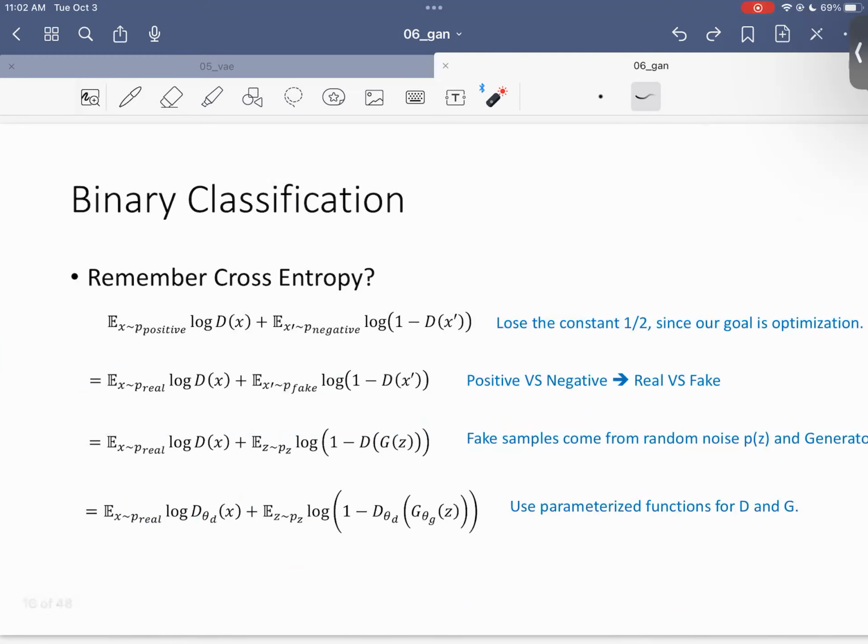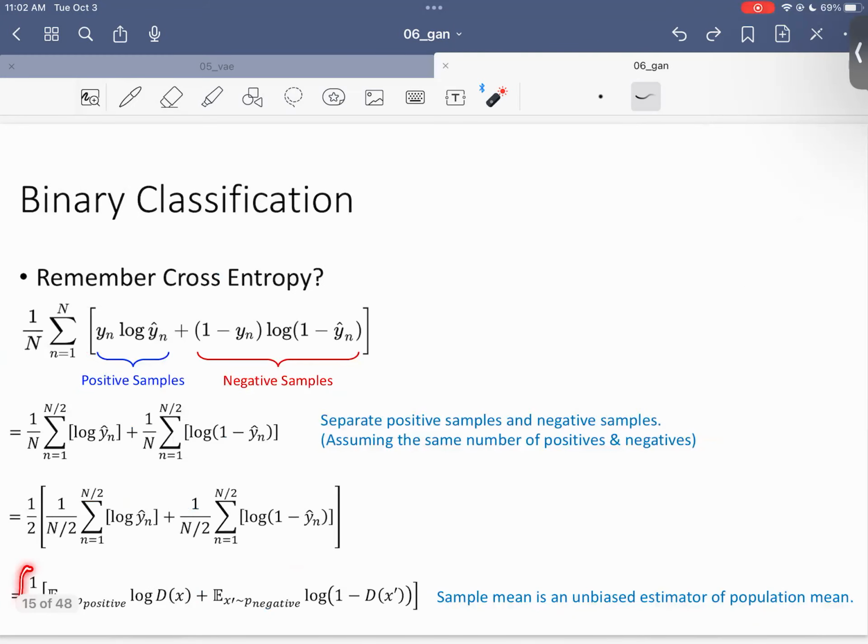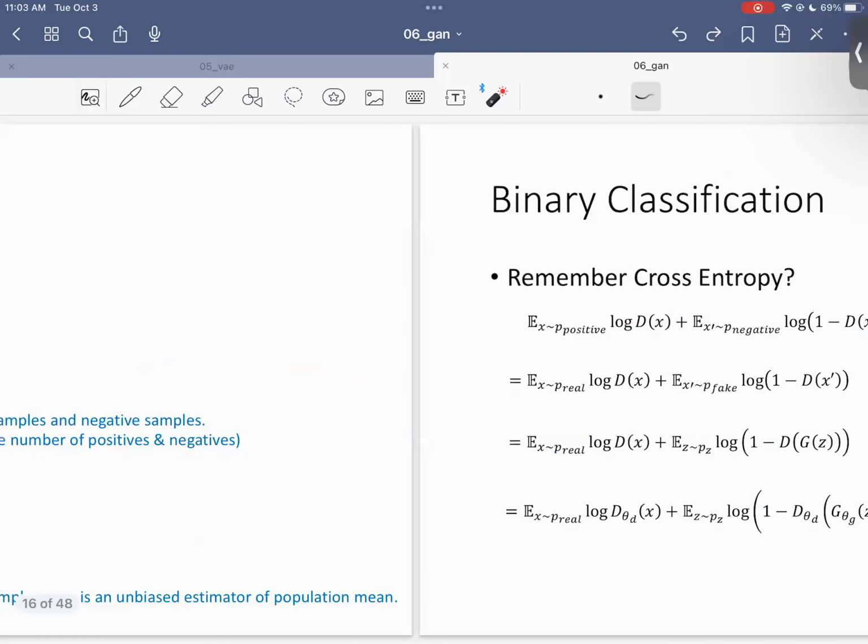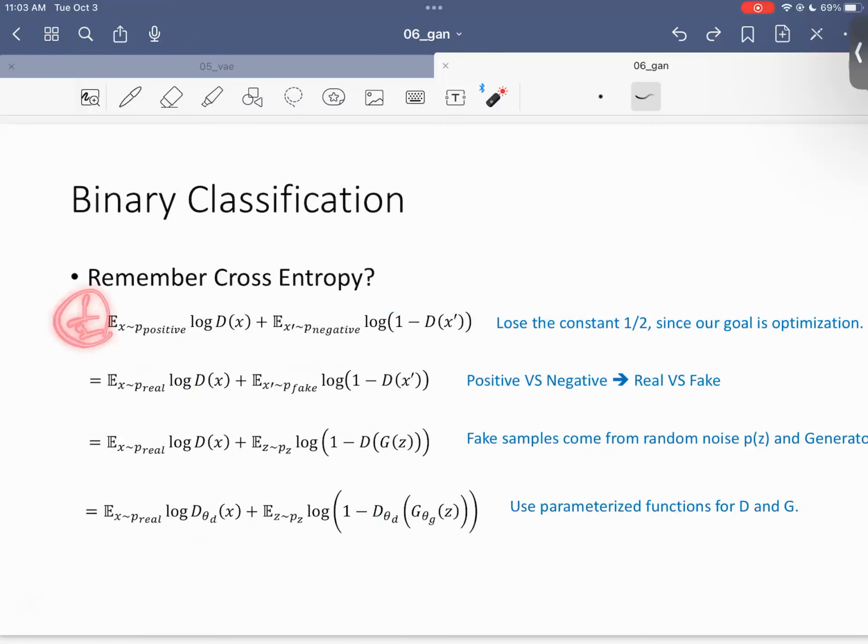So with that, we lose this 1 over 2. This half, because in the end, what we're trying to do with cross entropy is we obviously want to maximize cross entropy, right? So we just lose 1 over 2 here, and we're left with this. And then this positive and negative is now becoming real and fake, because when we're doing binary classification, we want the real samples to be 1 and fake samples to be 0. So positive is now turned into real and negative is turned into fake. So far so good, right? There's no change at all.